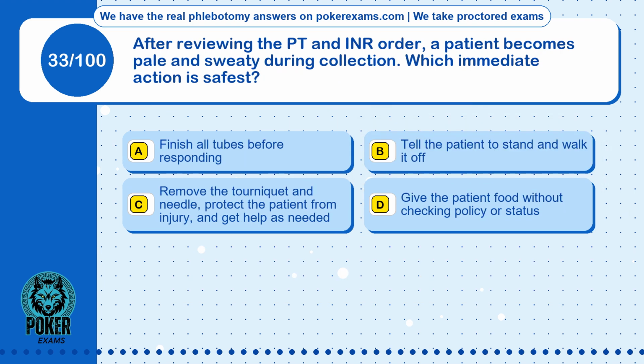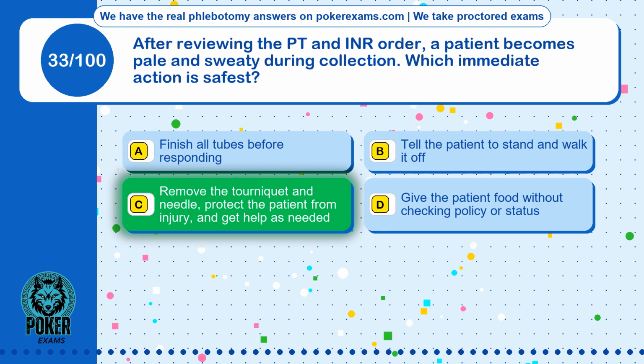Question 33. After reviewing the patient and INR order, a patient becomes pale and sweaty during collection. Which immediate action is safest? Option A. Finish all tubes before responding. Option B. Tell the patient to stand and walk it off. Option C. Remove the tourniquet and needle, protect the patient from injury, and get help as needed. Option D. Give the patient food without checking policy or status.